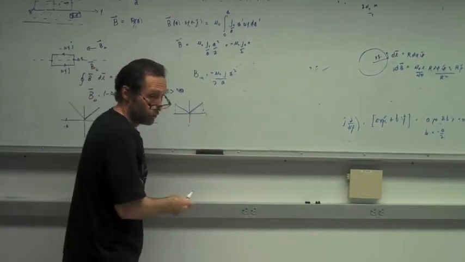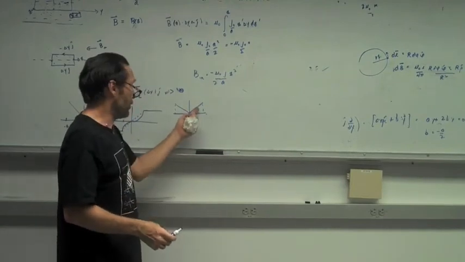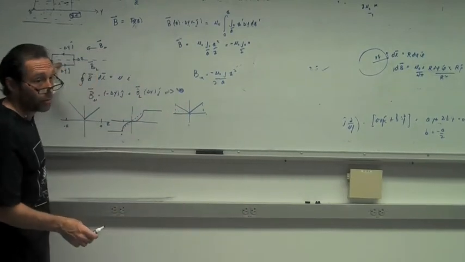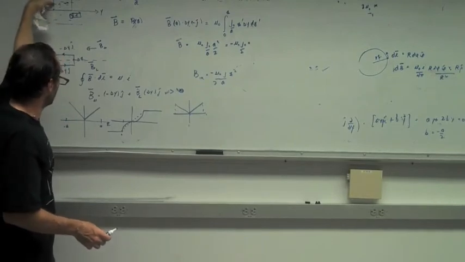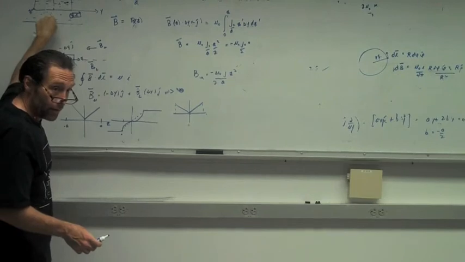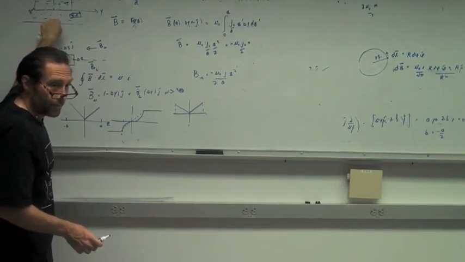Okay? You used a symmetry operation in your head, didn't you? If I know this value, I know this value. This argument was to tell me that I don't need to do it twice. This argument here is to tell me if I know what its magnitude is at z, I know what it is at minus z. Okay? It just happens to be in the opposite direction.